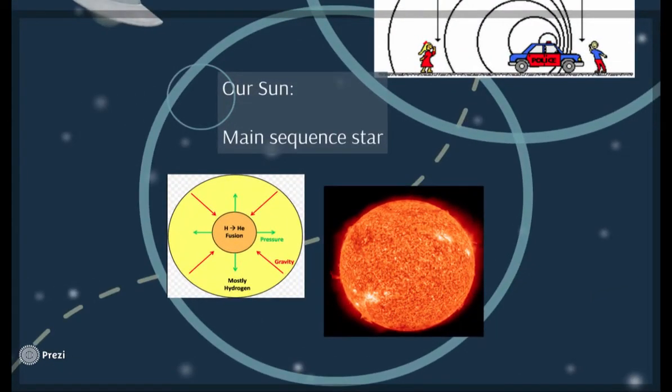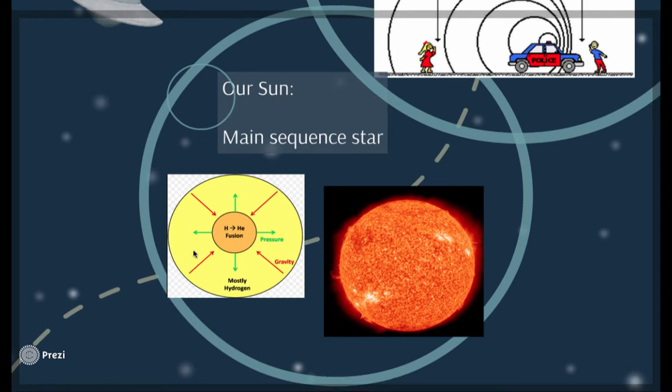So once again, our sun is a main sequence star, and the source of the light that is produced is through radiation that results in fusion reactions that are happening where hydrogen is combining to form helium. And the reason that that's occurring is because the gravitational force, the mass of the sun, is so extreme that it's causing these hydrogen atoms to collide with one another and actually fuse together.